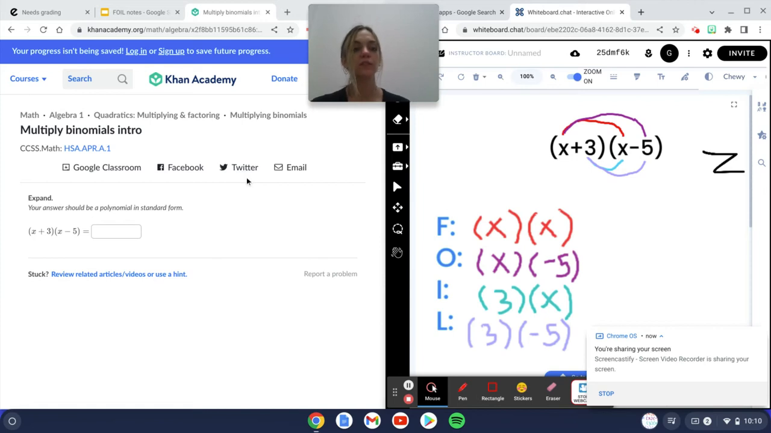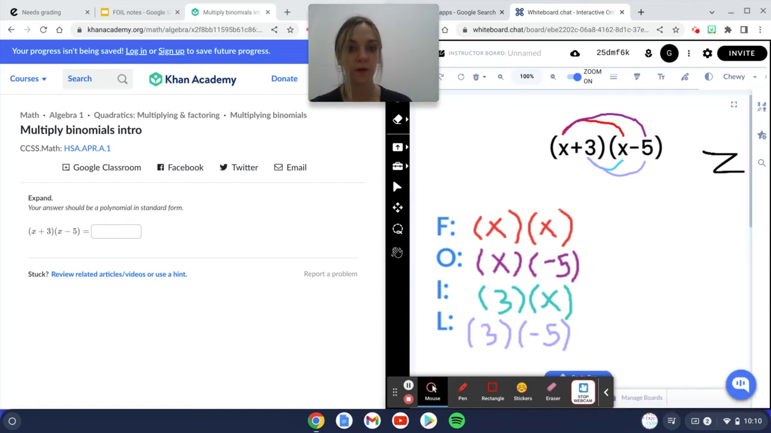Okay, this is going to help you with the multiply binomials intro, which just means FOILing. Multiplying binomials means FOILing. So we have x plus 3 times x minus 5, same deal here. So F in FOIL stands for first.